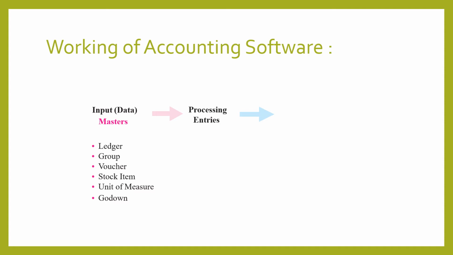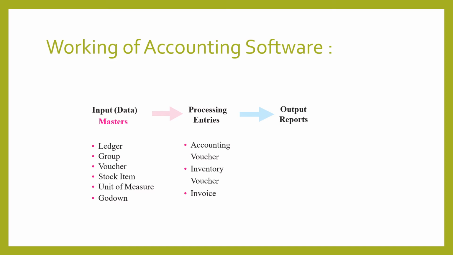Now what is the process? What are the processing entries we have to do? The first one is accounting voucher. Within the accounting voucher, all the entries related to transactions are entered. Inventory voucher: all the entries related to your inventory items, that is stock items, are entered. An invoice. So invoice is processed in the accounting software.